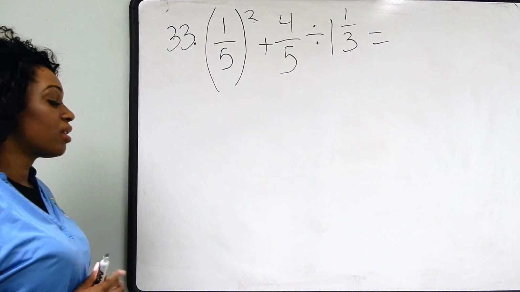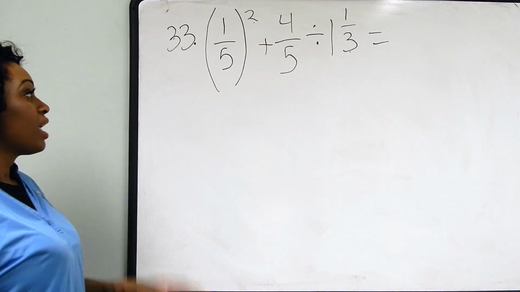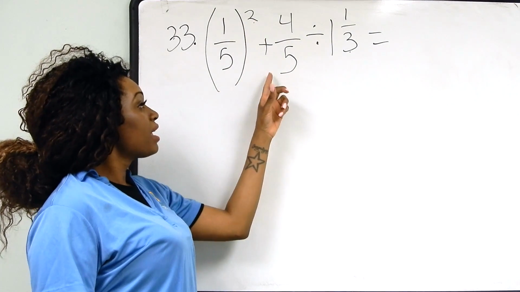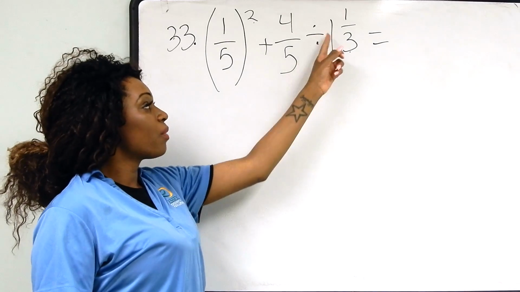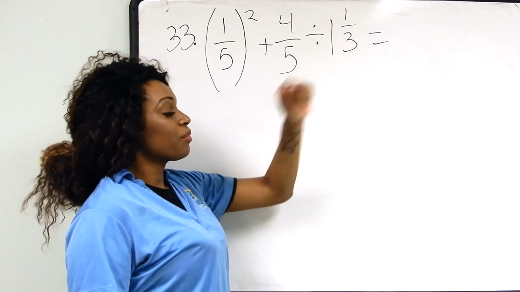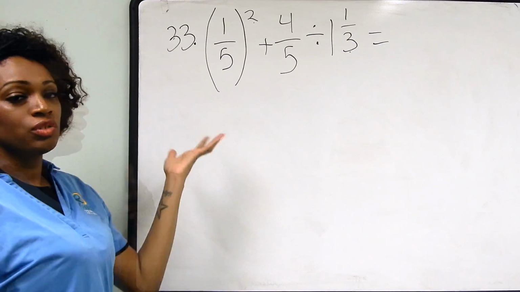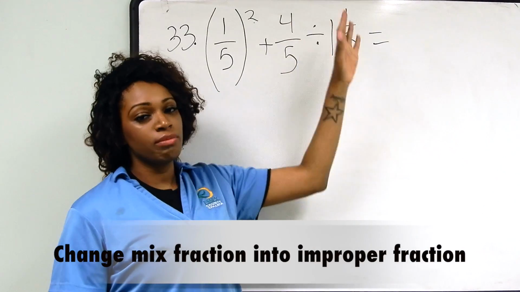Question number 33 on the Math 086 final review states 1/5 squared plus 4/5 divided by 1 1/3. And that's what we're looking to solve, is this equation.